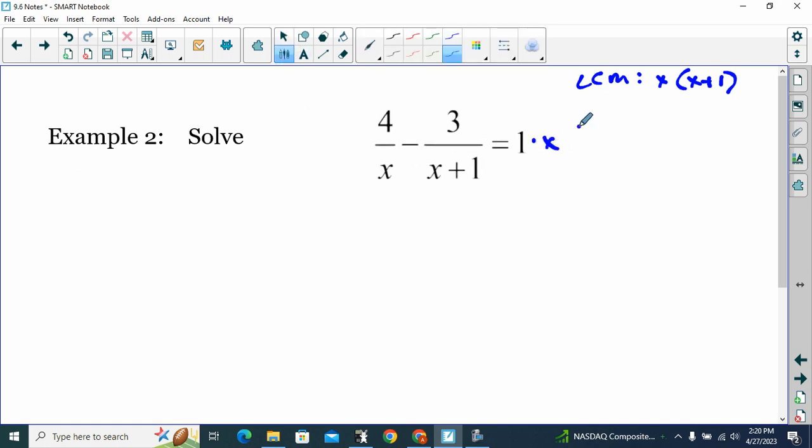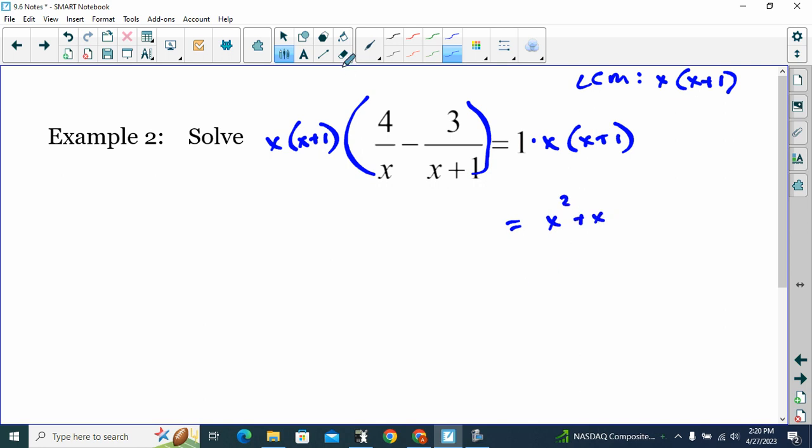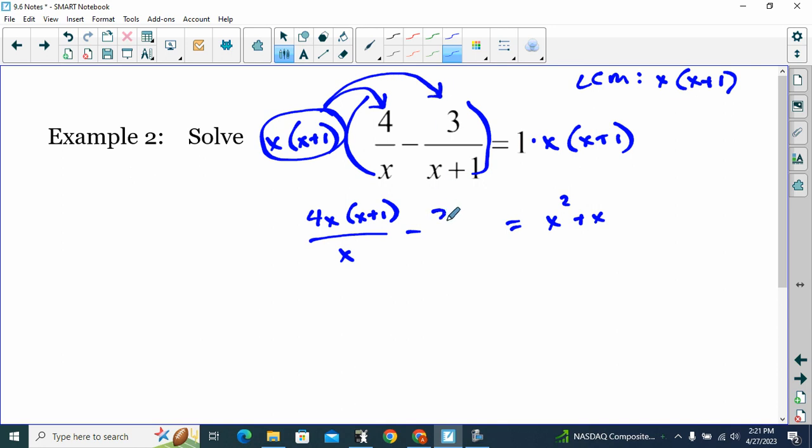So this side times x times x plus 1, and this side times x times x plus 1. So this side over here, I'm just going to distribute this 1x. I just get x squared plus x. On the left, when I distribute this, I've got x times x plus 1 times this, so 4x times x plus 1 over x. I've got x times x plus 1 times this, 3x times x plus 1 over x plus 1.